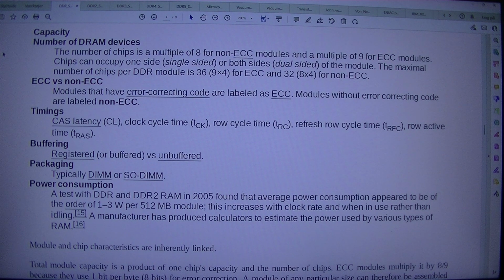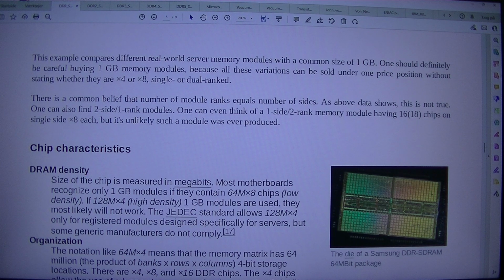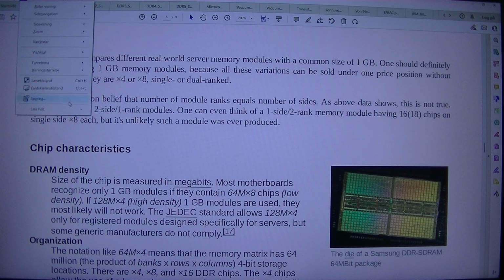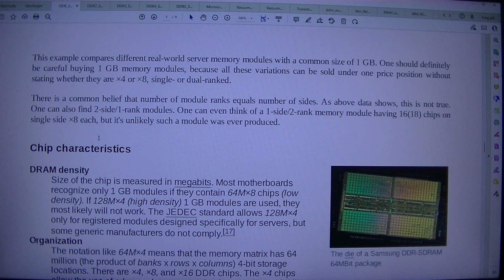The maximal number of chips per DDR module is 36 (9x4) for ECC and 32 (8x4) for non-ECC. ECC vs. non-ECC: modules that have error-correcting code are labeled as ECC. Modules without error-correcting code are labeled non-ECC. Timing: CAS latency (CL), clock, number of DRAM devices. This example compares different real-world server memory modules with the comments.